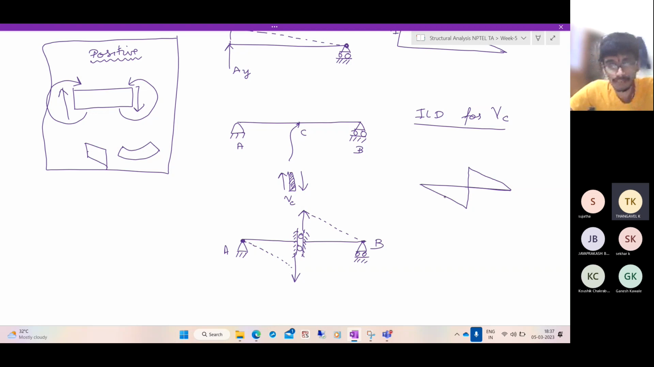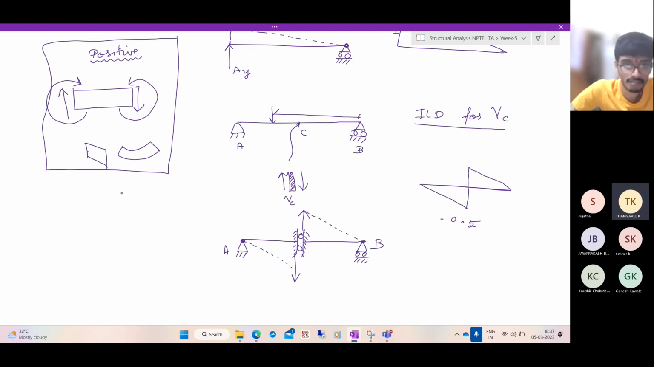How much is the value? Simple. The left hand limit, that is when the load is slightly to the left of the point C, what is the support reaction? It is half. When the point load is placed somewhere here, AY will be this distance by the total distance into 1. So suppose we take this distance as x, we'll have (L minus x) by L into 1, which is 1 minus x by L. So at the center point, we'll have 0.5.